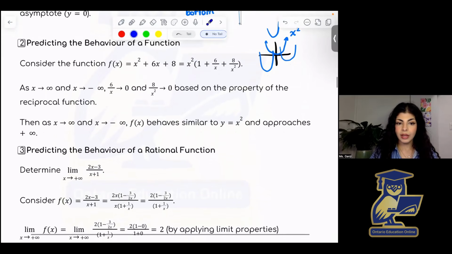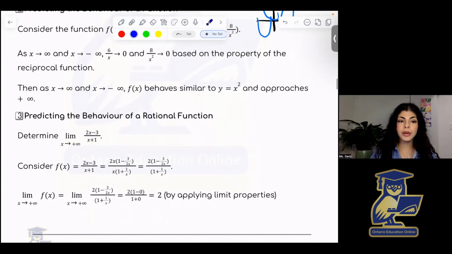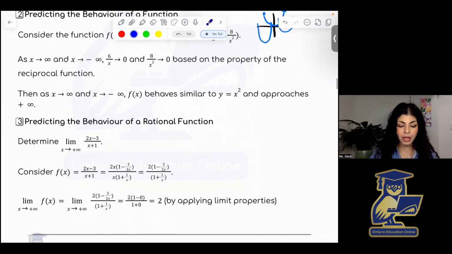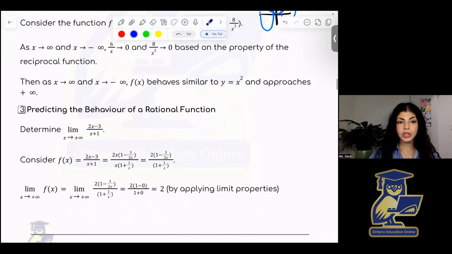So now let's try with another example. And now here we have a rational function. So you're actually going to be doing the same thing where you're going to factor out the x with the greatest degree, but now you have to do it for the numerator individually and then for the denominator individually.